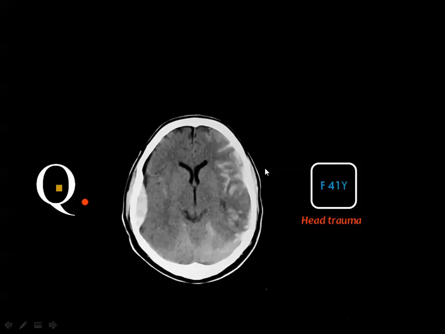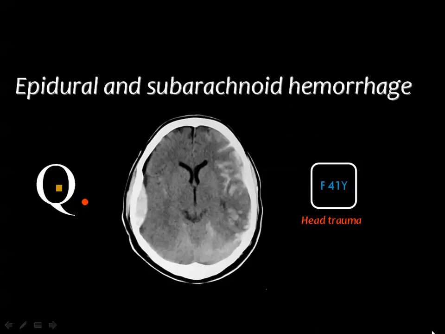Female patient, 41 years old, with history of head trauma, showing an epidural hematoma on the right side and subarachnoid hemorrhage on the left side, together with some sort of brain edema underlying the hemorrhage itself. Then epidural and subdural and subarachnoid hemorrhage can exist together in a traumatized patient, or any combination of these can also be seen.